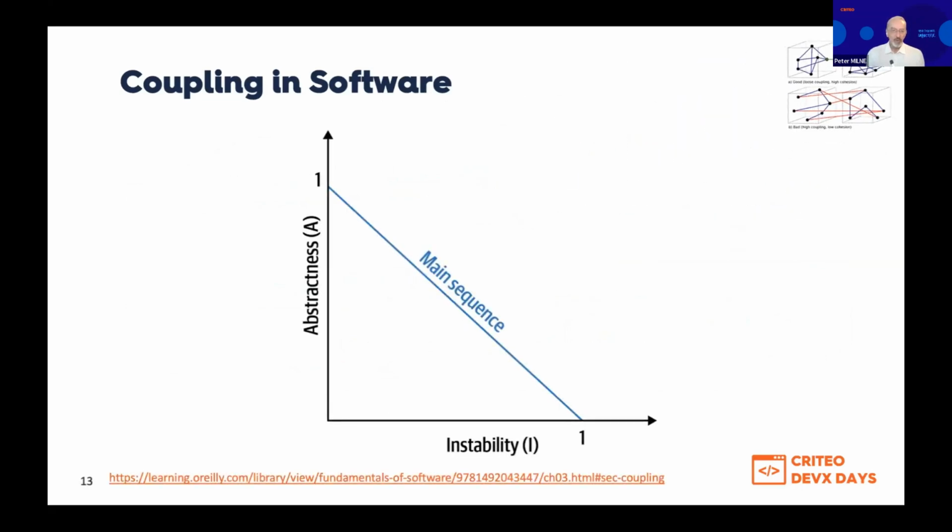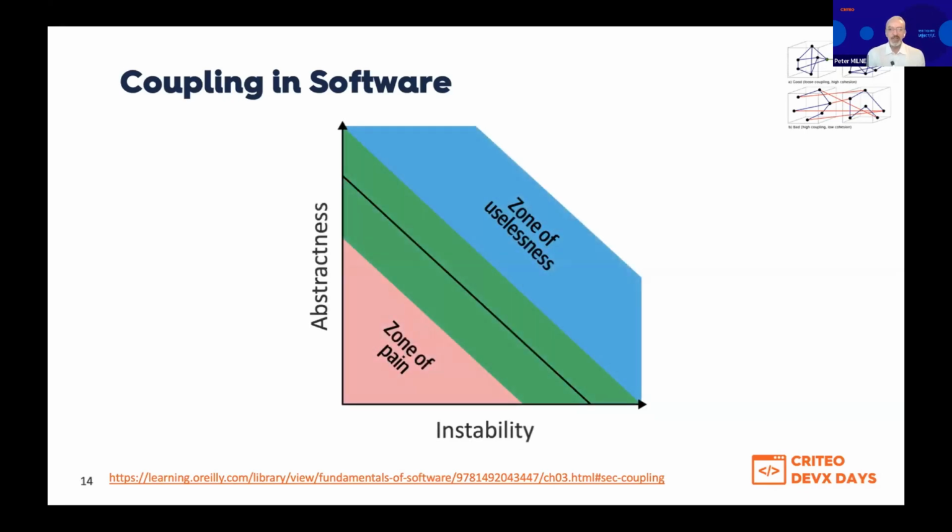With some mathematical formulas, you can actually look at software coupling. The reference you see at the bottom of the screen is from Fundamentals of Software Architecture by O'Reilly, which you all can have access to for free. And it talks about abstractness on the y-axis and instability on the x-axis. And there is a way to build a main sequence.